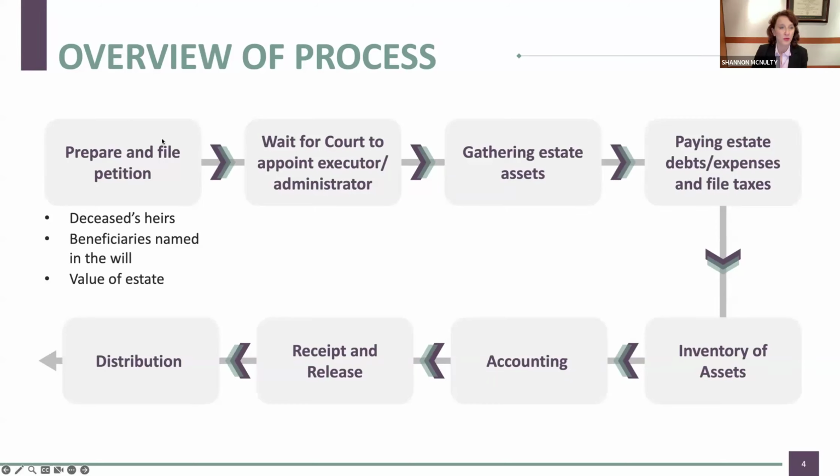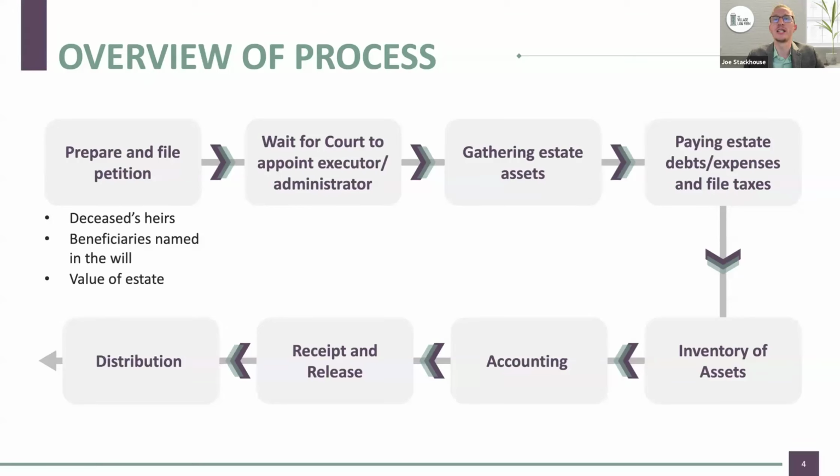So we prepare and file this petition, and then what do we do? We wait. Sometimes it's a long wait, depending on the different courts in different counties. It can take a while. It can take up to a year sometimes.